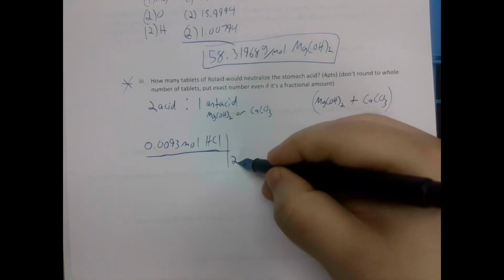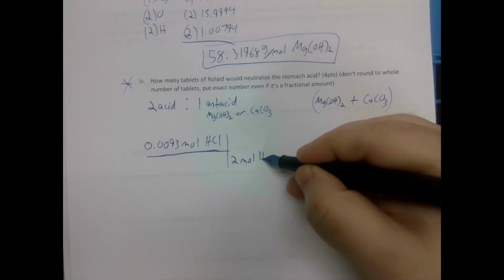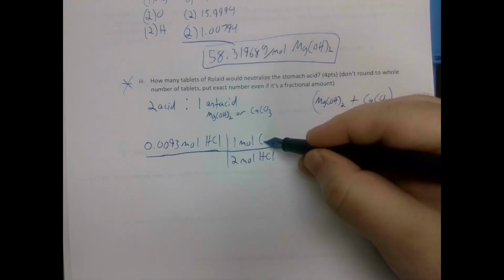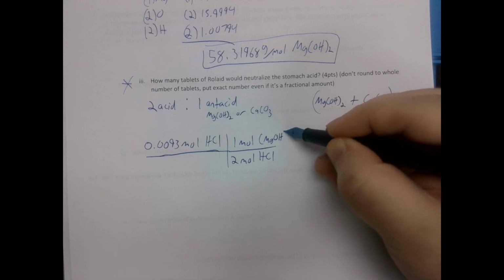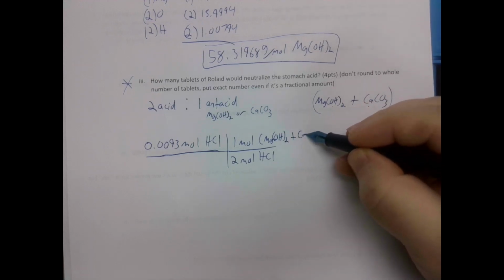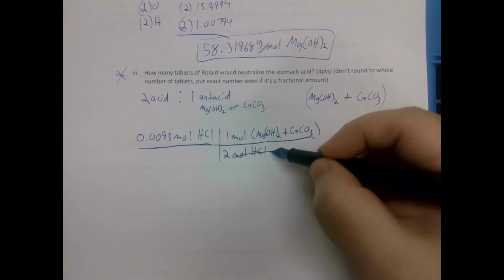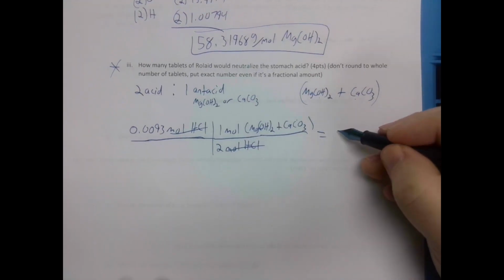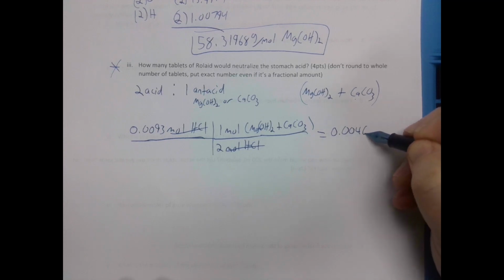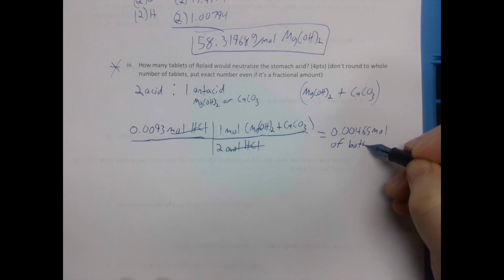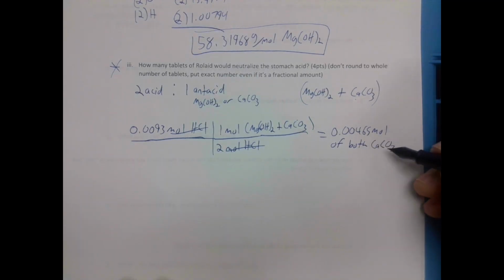So I know I have 2 moles of HCl to every 1 mole of Mg(OH)2 plus CaCO3. Moles cancel out, and that gives me 0.00465 mole of both calcium carbonate and Mg(OH)2.